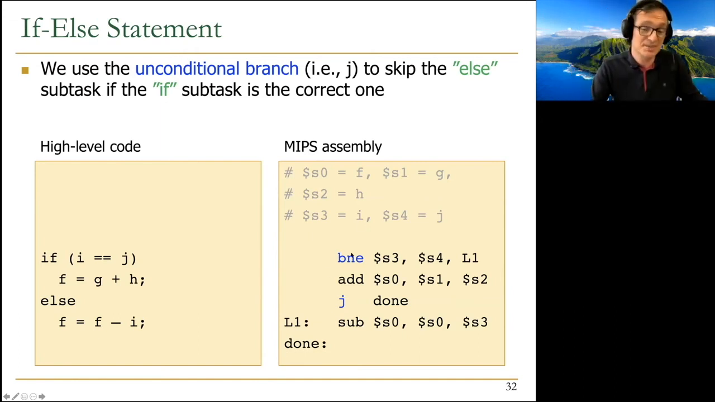The conditional branch skips essentially the target that is supposed to be executed if the condition is true, and the unconditional jump skips the subtask that is supposed to be executed if the condition is false.